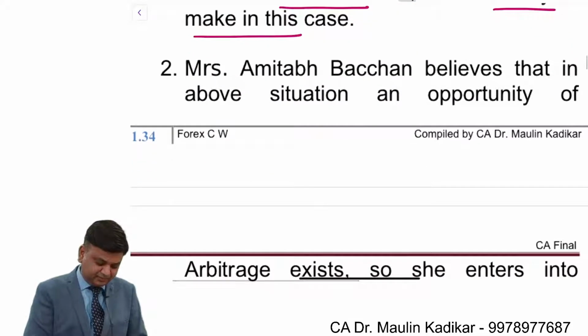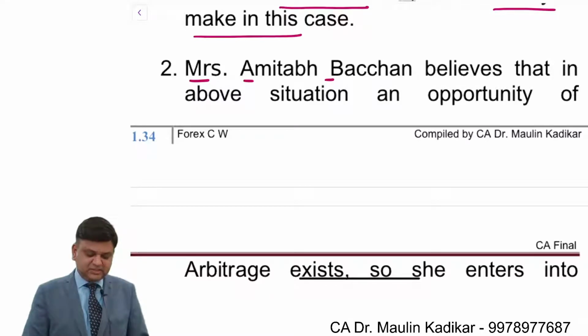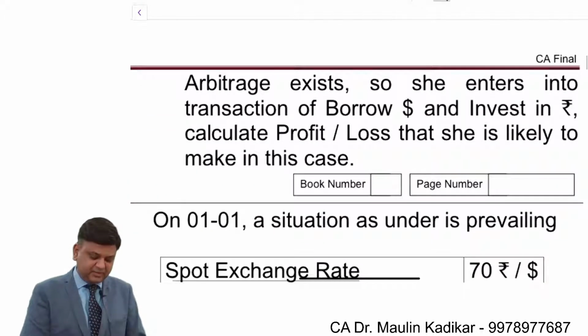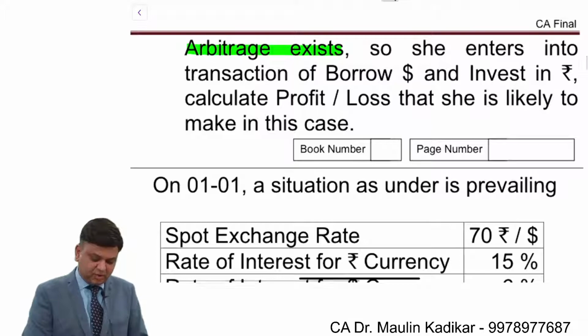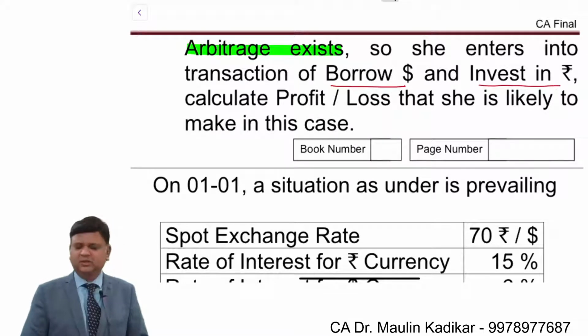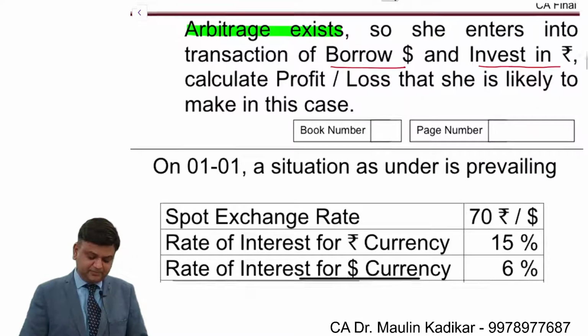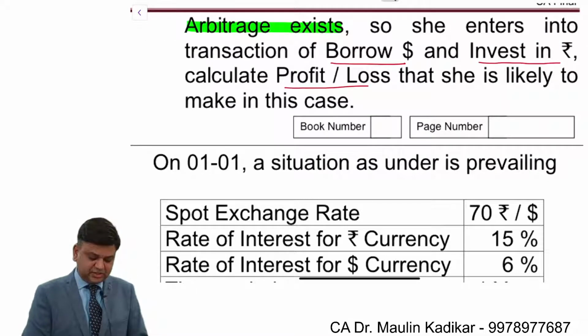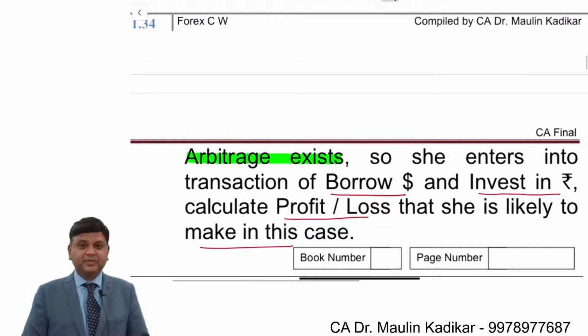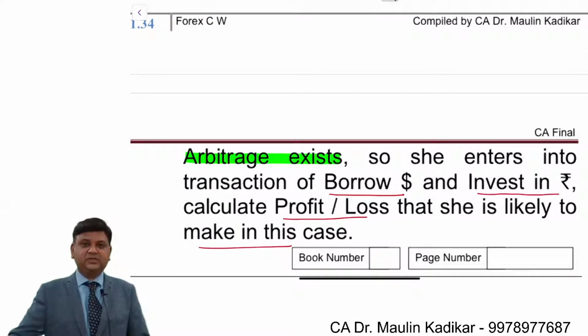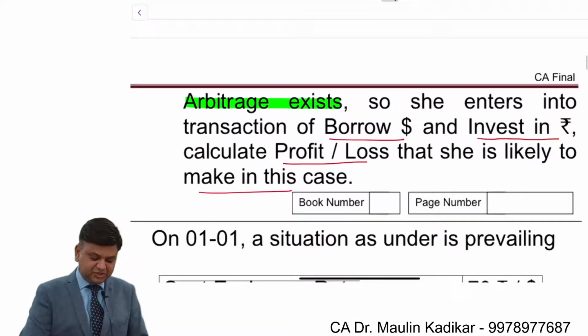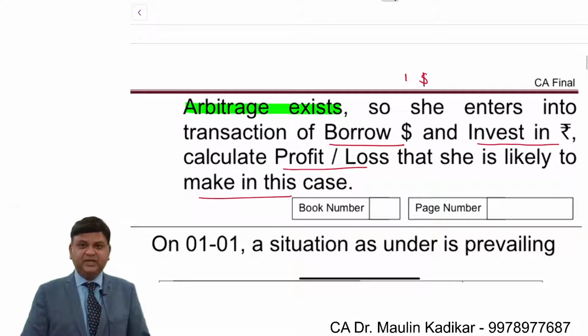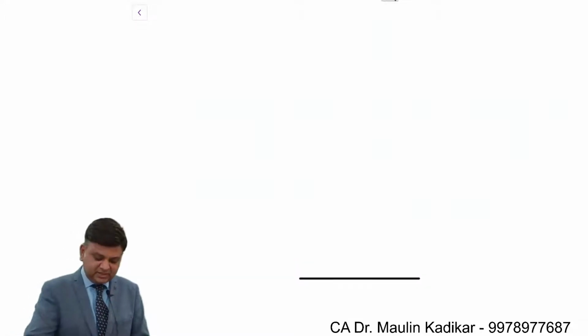Second part of the question. Mrs. AB believes that in above situation an opportunity of arbitrage exists. So she enters into the transaction for borrow rupees and borrow dollar and invest in rupees. Calculate profit or loss that she is likely to make in this case. That is a question. Again, try to do answer on your own. Assuming that say she is borrowing $1. We can take any other amount also, that is no problem, and give answer in dollar currency term. Please write down answer along with me.